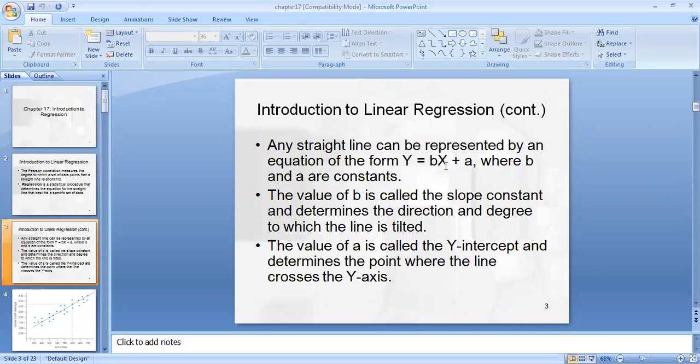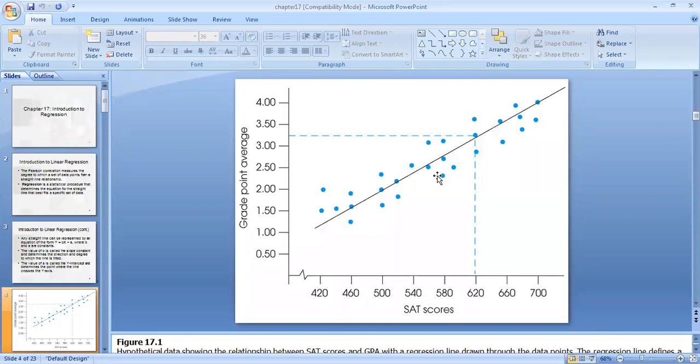Actually, you must know from earlier that a and b are constants. A is the constant term and b is the slope. A is also called the y-intercept, and b is the constant which is also the slope, which makes the angle with the x-axis.